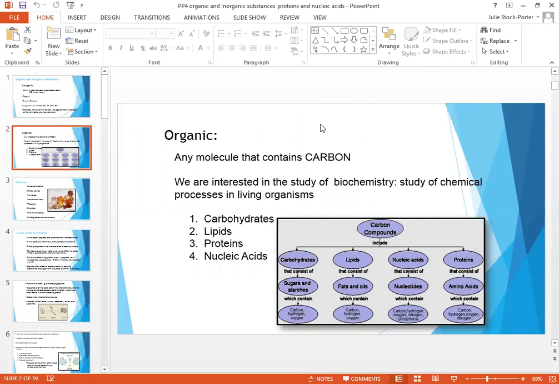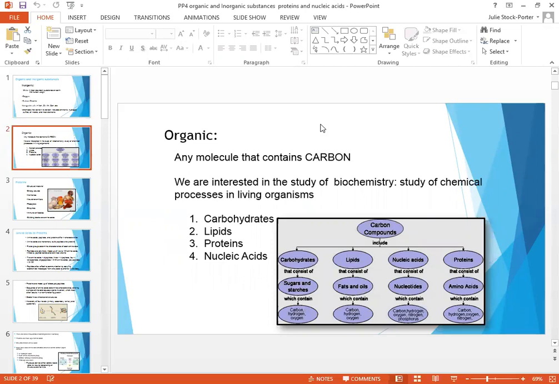Basically, the definition says that it's anything that contains carbon. But if you looked at the inorganic compounds, you saw that CO2 contains carbon. It's an exception because it's a gas. And like all things, there are a few exceptions, but for the most part, if it contains carbon, it's organic.